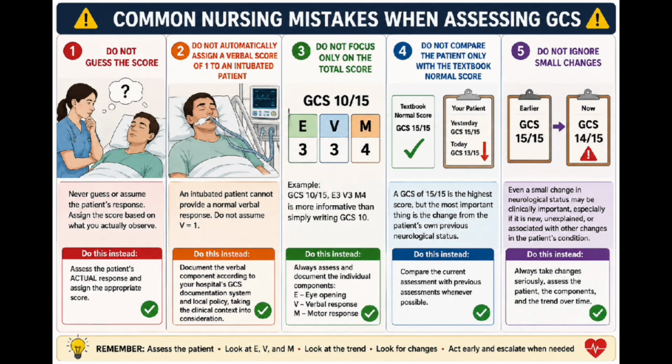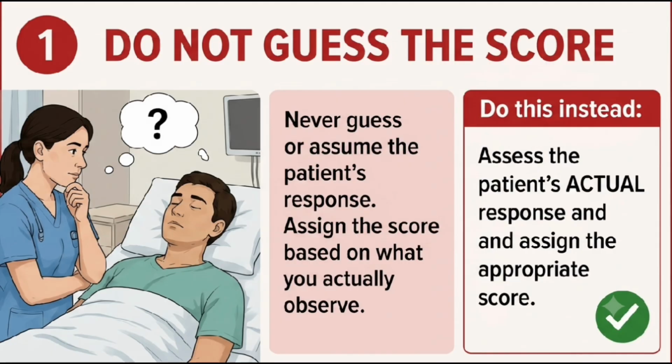Common nursing mistakes when assessing GCS. There are several common mistakes that nurses should avoid when assessing Glasgow Coma Scale. First, do not guess the score. Always assess the patient's actual response and assign the appropriate score based on what you observed.